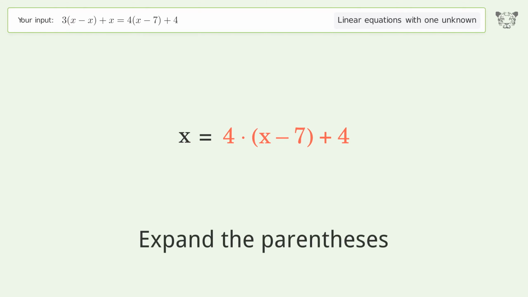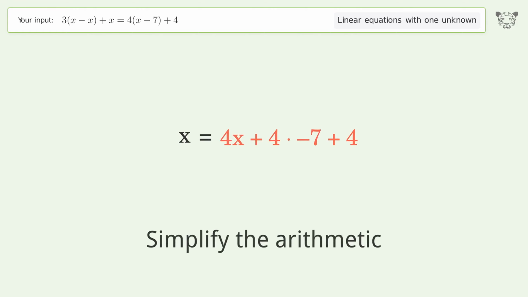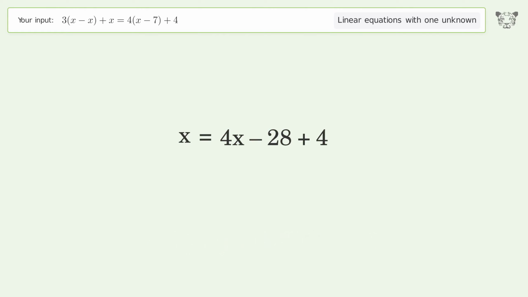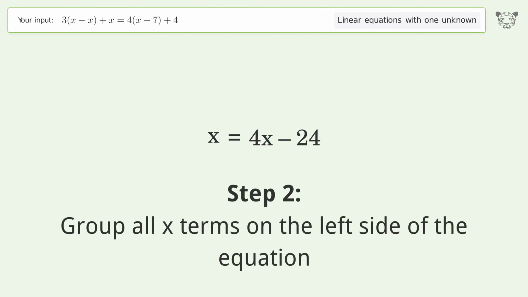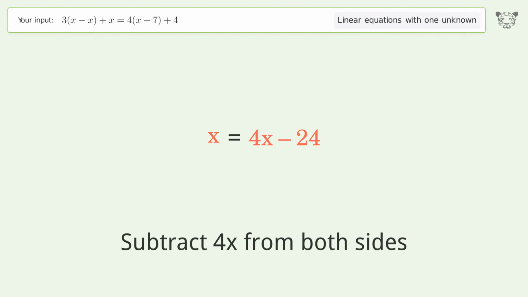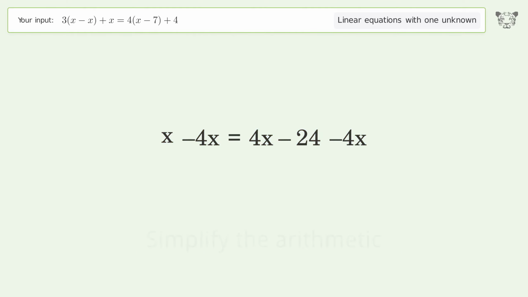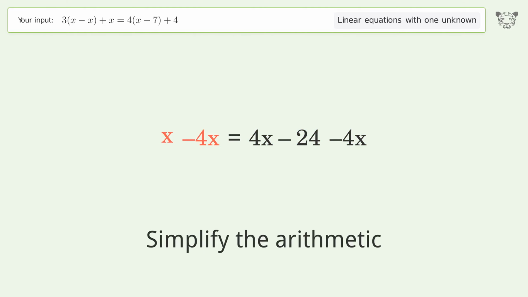Expand the parentheses. Simplify the arithmetic. Group all x terms on the left side of the equation. Subtract 4x from both sides. Simplify the arithmetic.